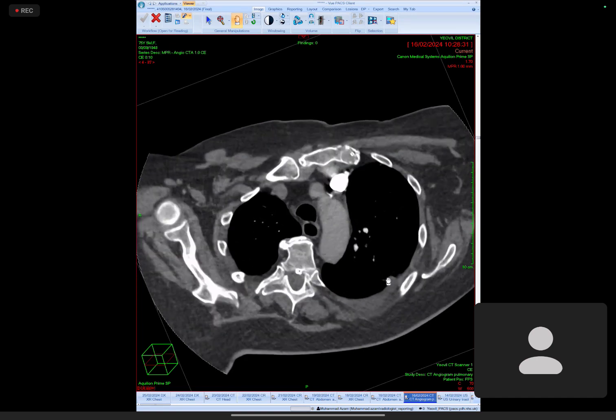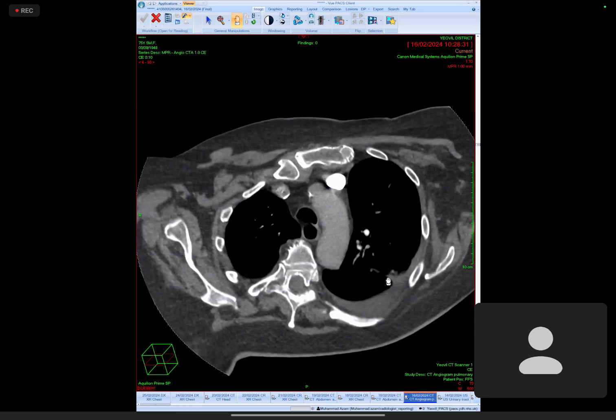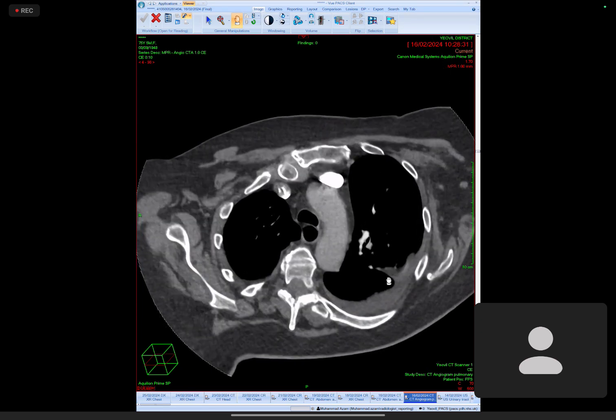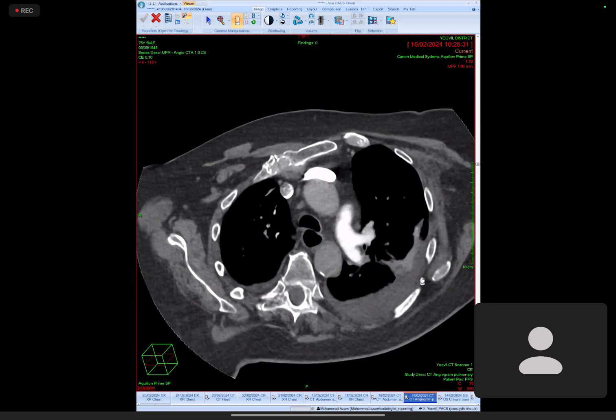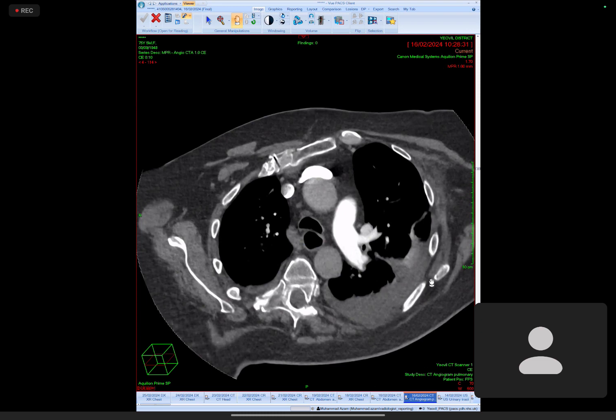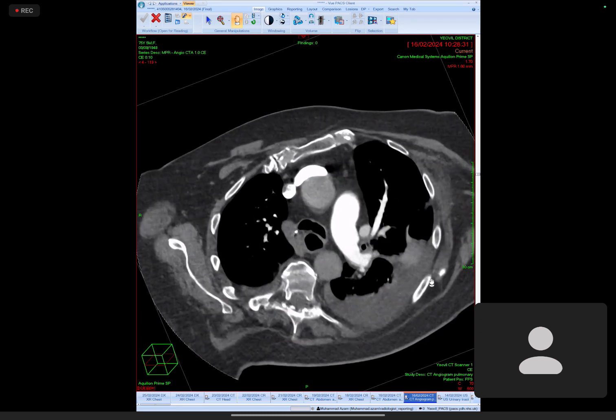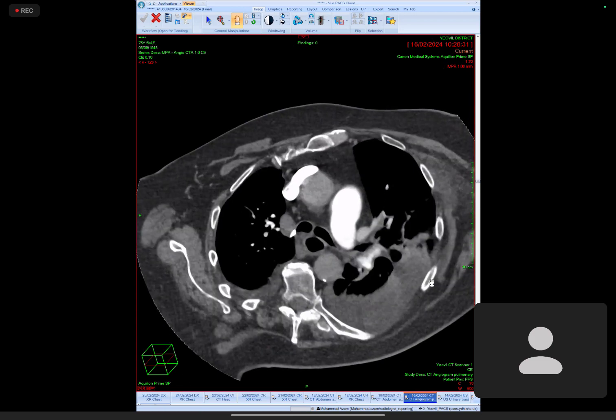Well, I don't see any obvious pathology within the visualized apices of the lungs. I can't find any obvious bone lesions. There is, however, a left-sided pleural effusion. Actually, it's on both sides, but it's more pronounced on the left side and extending along the fissures.